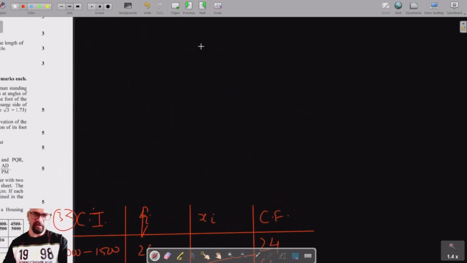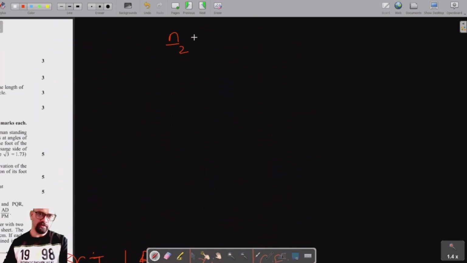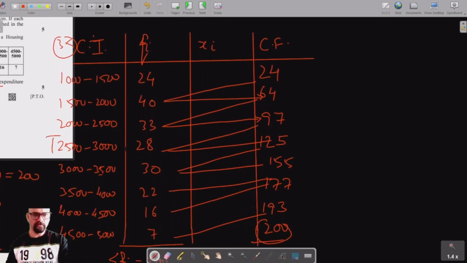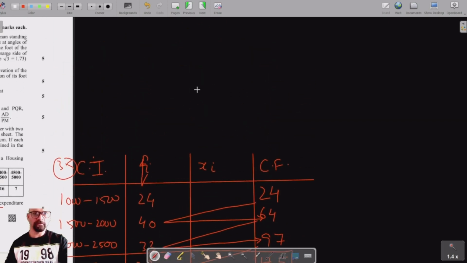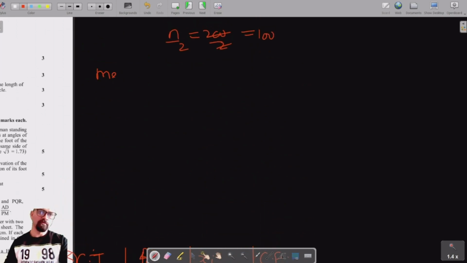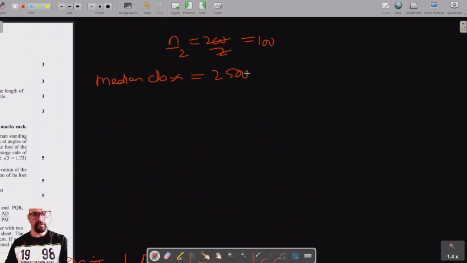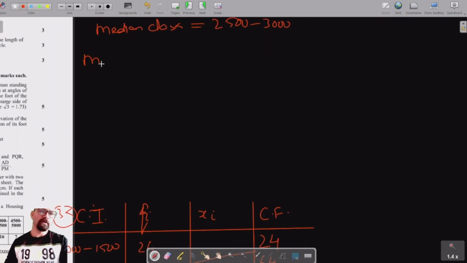And now let's find out the median class. So n by 2 is 200 by 2, which is equal to 100. And 100 belongs to this median class, so this is our median class. So we can write here the median class is equal to 2500 to 3000.